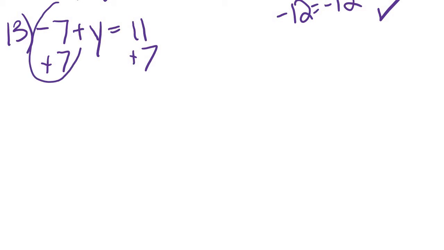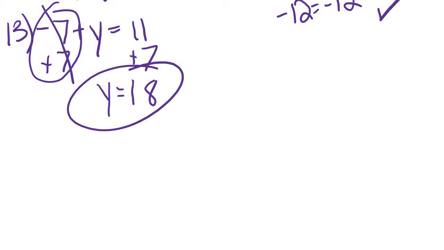So we have negative 7 plus 7. Those are going to go away to make 0. And I have my y. And 11 plus 7 on the other side is going to be 18. And that's our answer, but let's make sure.